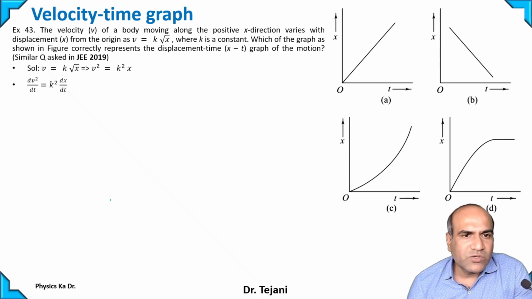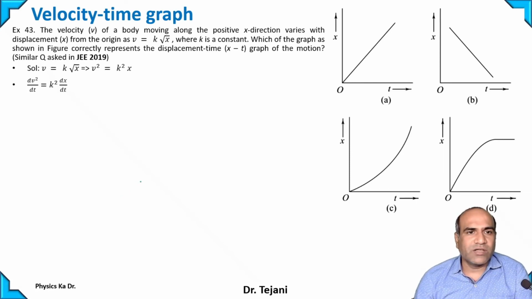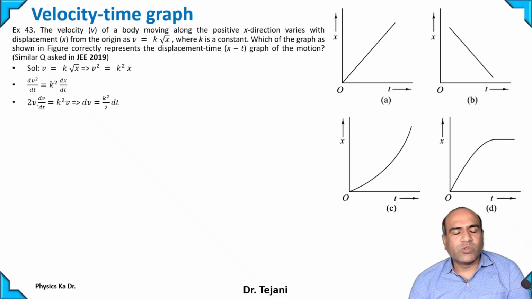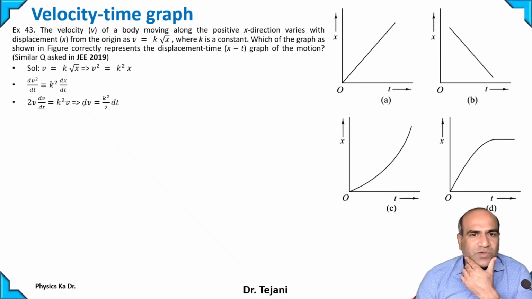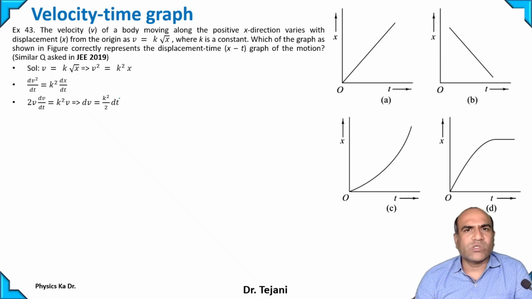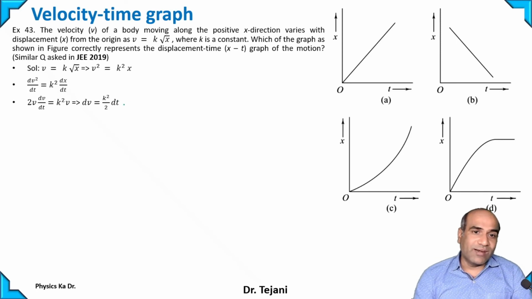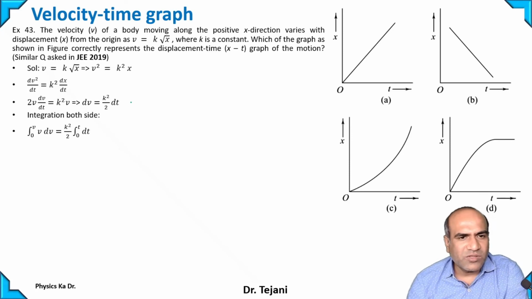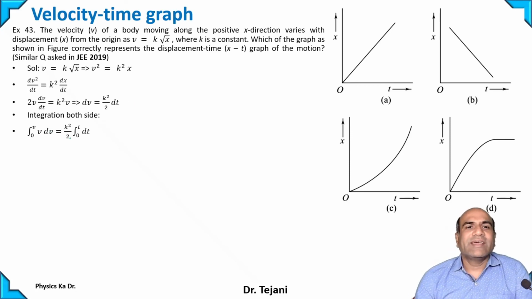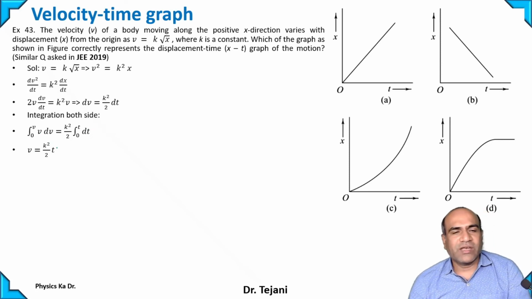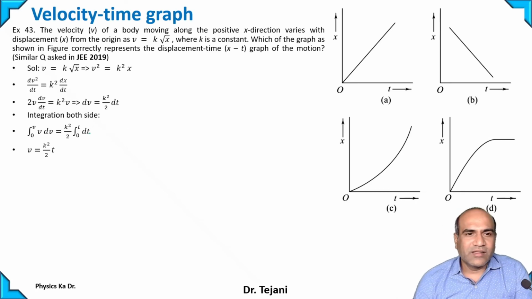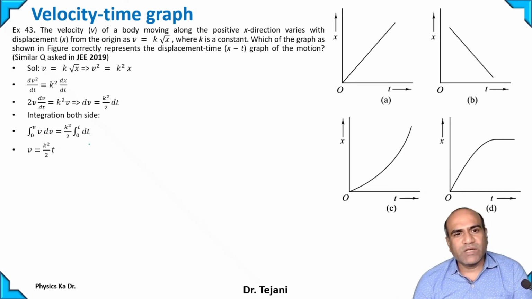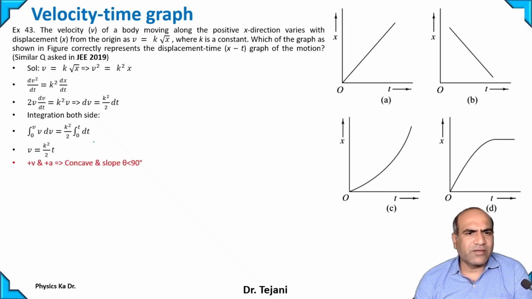dv square by dt is equal to k square dx by dt. We can take this differentiation. So 2v dv by dt is equal to k square v, and dv by dt is equal to k square by 2. See, the similar example was also solved during motion in a straight line, and that was asked in JEE. We can take integration on both the sides, integrating dv equals k square by 2 dt, and we can get the solution like that. So v is equal to k square by 2 t. We can get this solution. You may try.